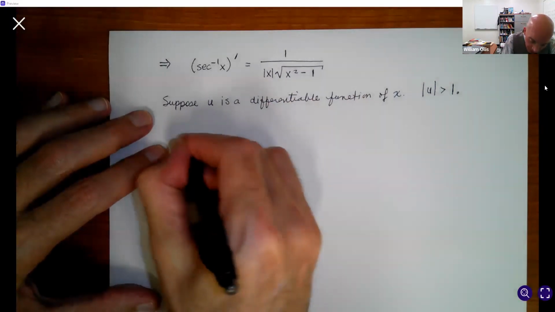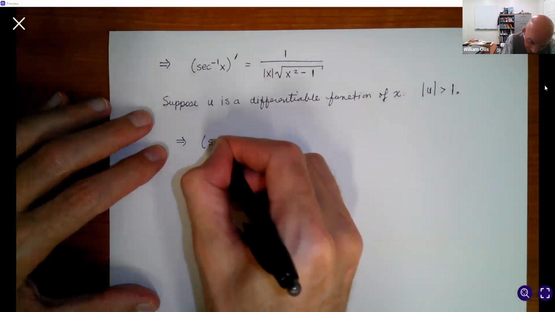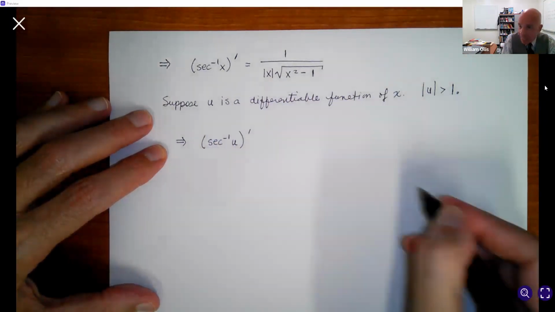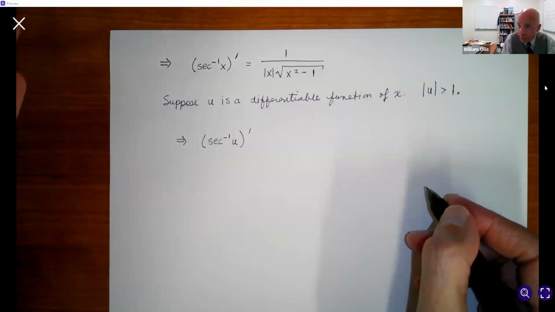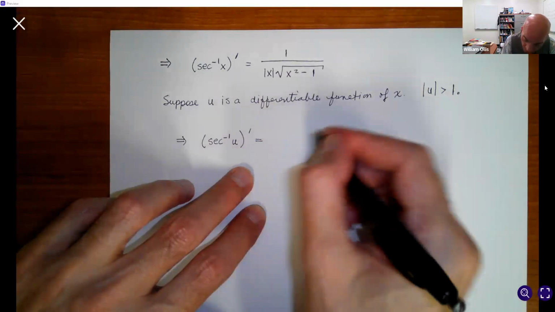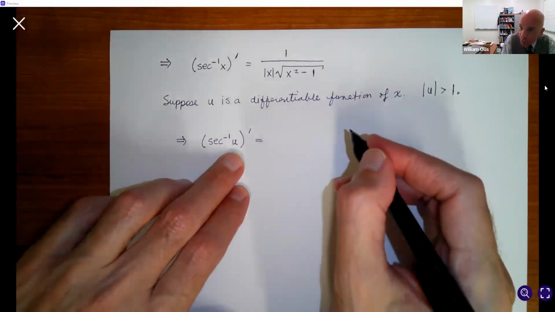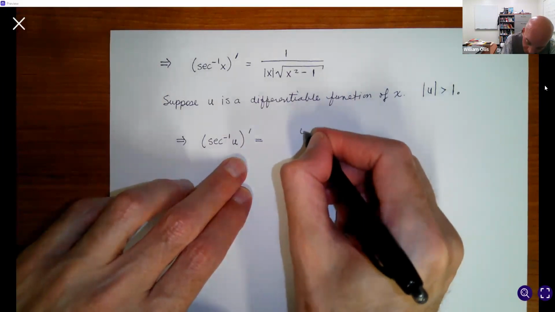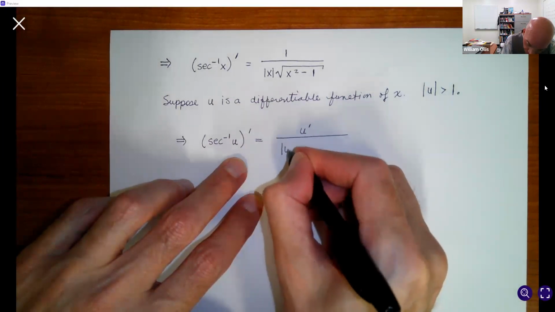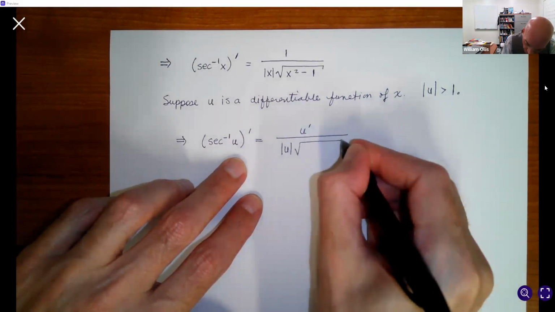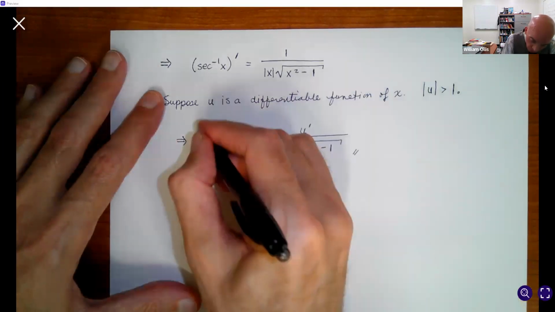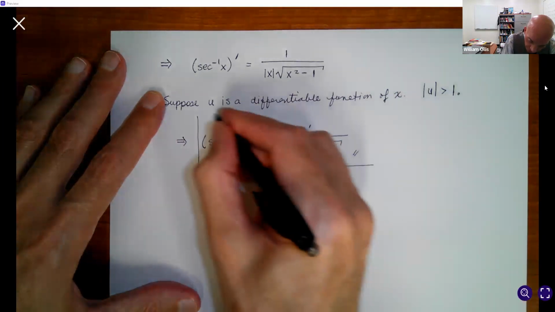So by the chain rule, we would say that the derivative of the inverse secant of u relative to an independent variable x, or whatever variable you chose, would now be, again, we multiply by the derivative of the inner function, which is u prime. So we would have u prime times, which we can just put in the numerator, over the absolute value of u times the square root of u squared minus 1. So this gives us a chain rule. We're going to call this the chain rule extension.